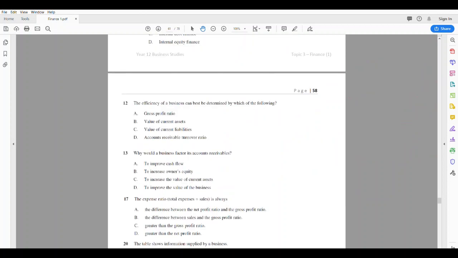Okay, on to question 12. The efficiency of a business can be determined by which of the following? Gross profit ratio. That looks at profitability. Value of current assets, value of current liabilities. We can say that is the current ratio, which is also our liquidity. So accounts receivable turnover ratio, that's efficiency. How quickly we get our debts back. Okay, so the answer is D.